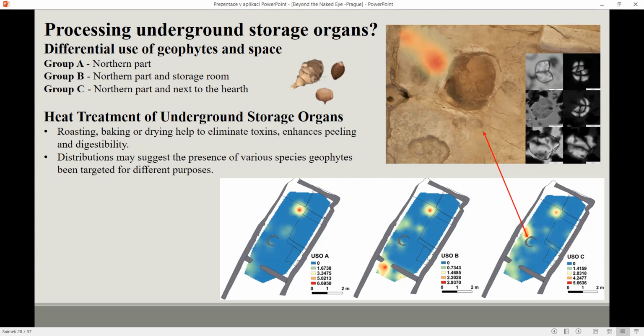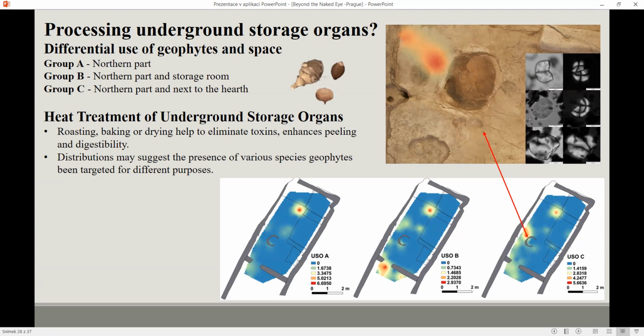This is a fire spot, and it perhaps will be telling us about the intentional heat treatment or cooking of underground storage organs in this location. Certainly, roasting, baking, or drying tubers may help to eliminate toxins, because some of these plants can be toxic. It can enhance peeling, helps to process, and also the digestibility, because we're cooking the starch.